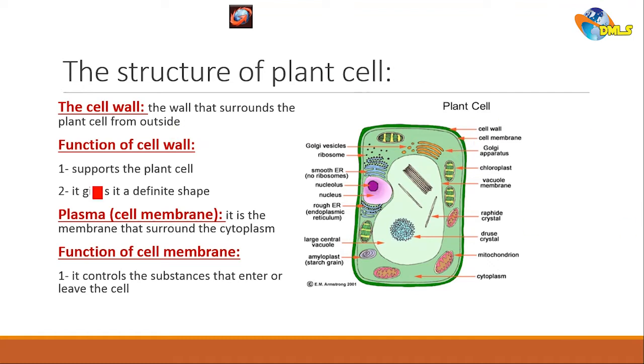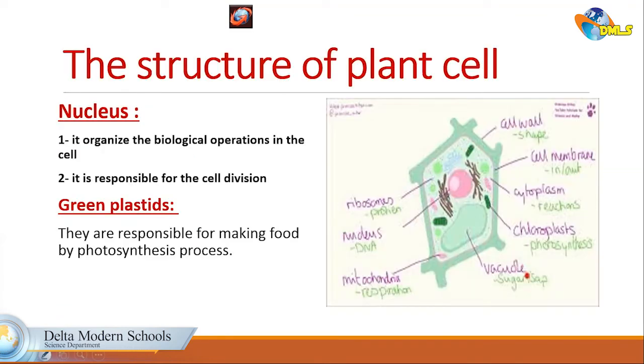The structure of the plant cell. We're going to continue on the structure here. We have number 3, the nucleus. The nucleus is very important for the cell because it organizes the biological operations in the cell and is responsible for cell division. So the nucleus has two functions. First, organize biological operations. Second, responsible for cell division.